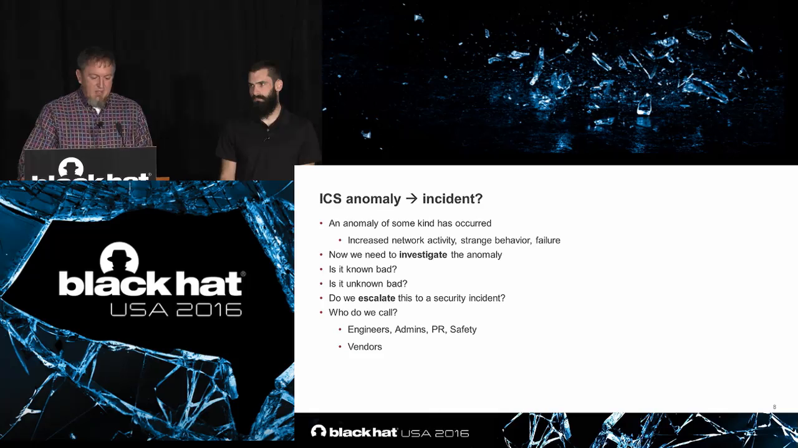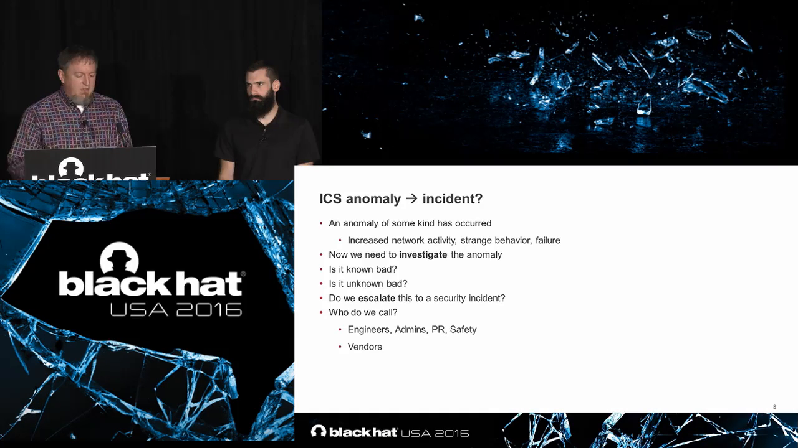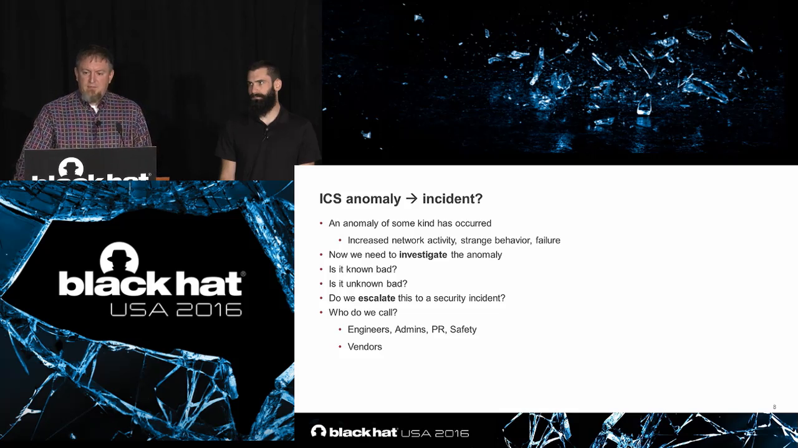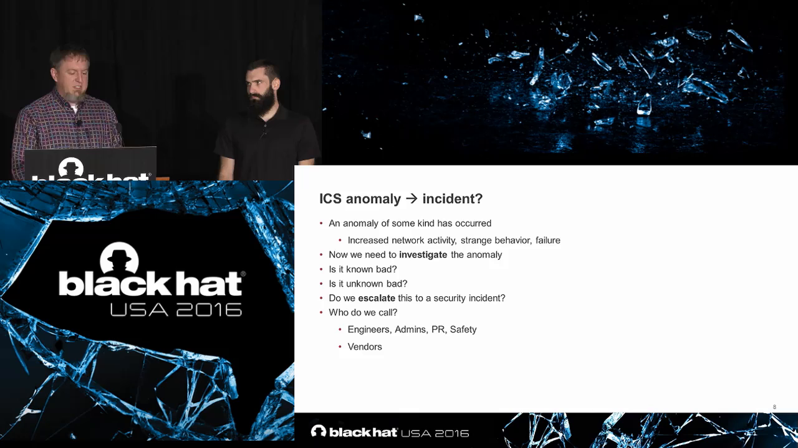An ICS anomaly, how do we know if it's an anomaly, and then what would we do to raise that to an incident in your incident response? An anomaly has occurred sometime, and we don't know, maybe it's increased network activity, you know, a lot more bandwidth than you're normally seeing, strange behavior. You know, if Conficker's on a Windows XP HMI, it's going to be generating a lot of traffic, and you're going to notice that traffic. We need to investigate the anomaly. Is it known bad? Is it unknown bad? Is it just a known commodity malware like Conficker, or could it be just a misconfiguration?